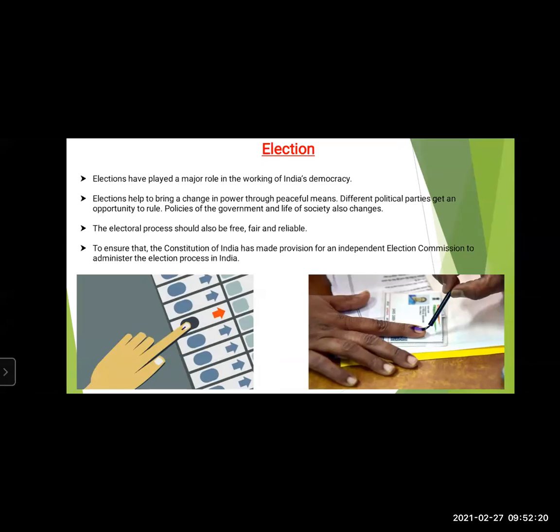Now, to make sure that the elections are conducted free, fair, and reliable, the Constitution of our country, India, has made provision for an independent Election Commission. The main responsibility of conducting this election is with the Election Commission. This provision is made to administer the election process in our country, India.